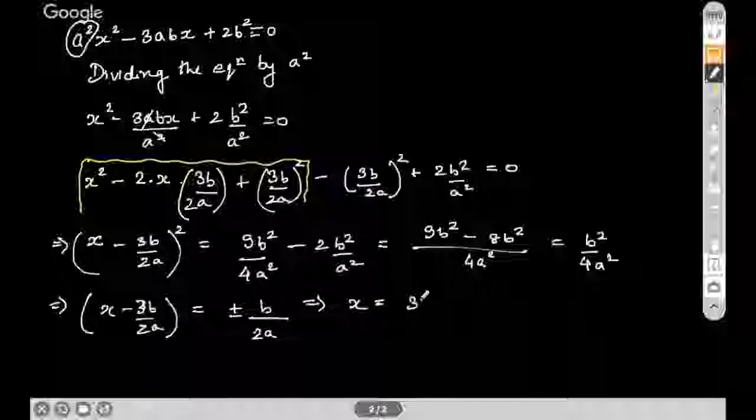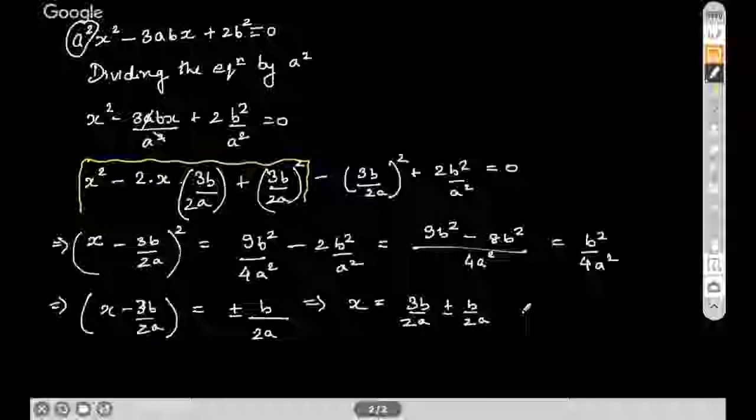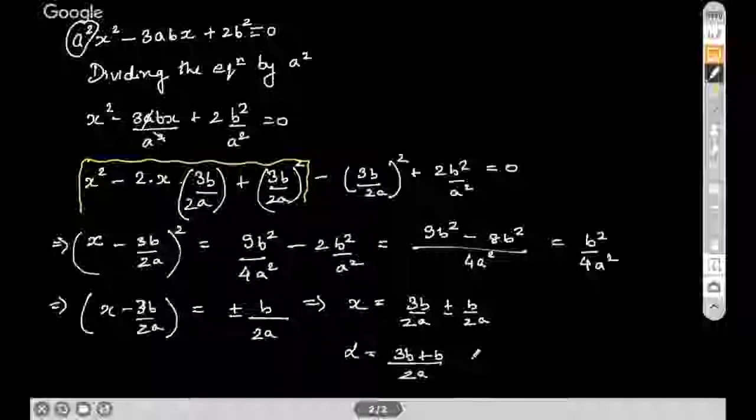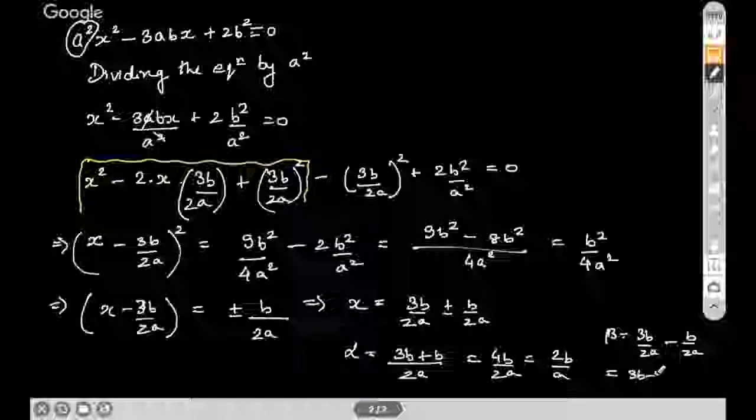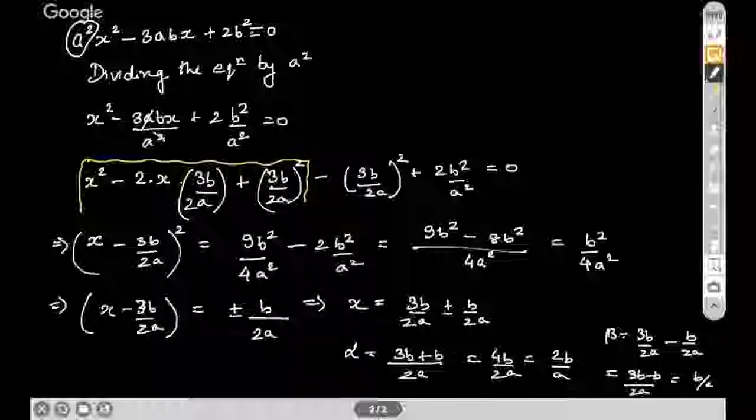Okay? So what do I get as solution? So x is nothing but 3b upon twice of a plus minus b upon twice of a. So x alpha is nothing but 3b plus b upon twice of a, which is 4b by twice of a, which is 2b by a. This is solution number one. And solution number two, beta, is equal to 3b by twice of a minus b upon twice of a, which is 3b minus b upon twice of a, which is b upon a. So the solutions to this equation will be x equals 2b by a and x equals b by a.